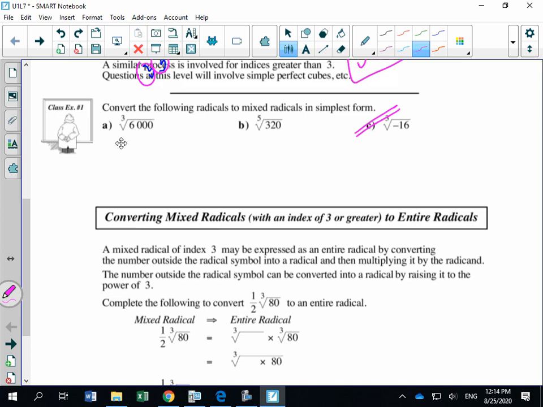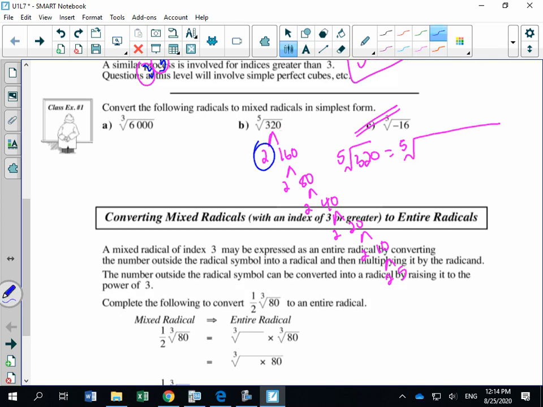Okay, so let's break down 320. So type in 320 on your calculator, divide it by 2, divide that by 2. So 320 divided by 2 is, sorry, is 160. 160 divided by 2 is 80. 80 divided by 2 is 40. 40 divided by 2 is 20. 20 divided by 2 is 10. 10 divided by 2 is 5. The fifth root of 320 is equivalent to the fifth root of 6 twos, and a 5.